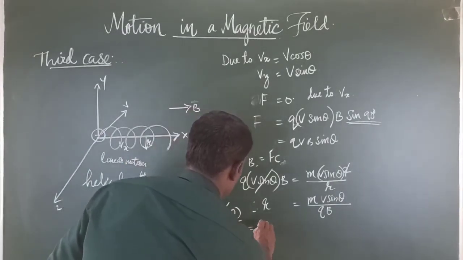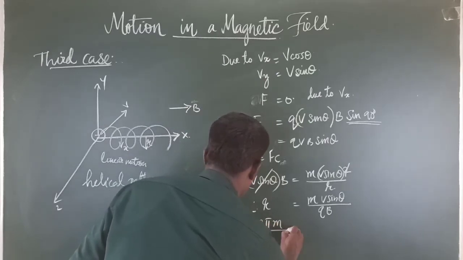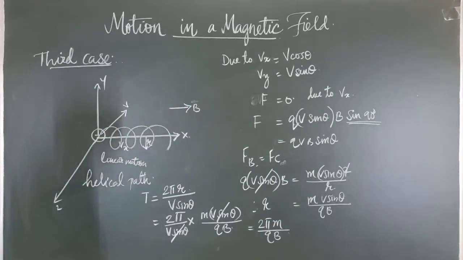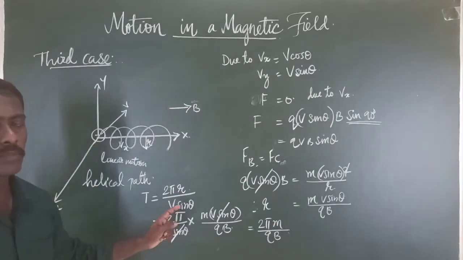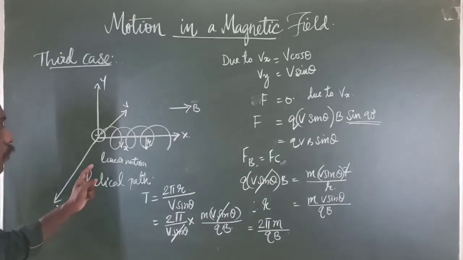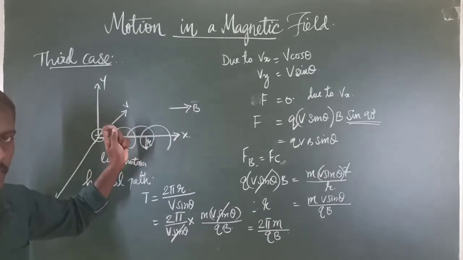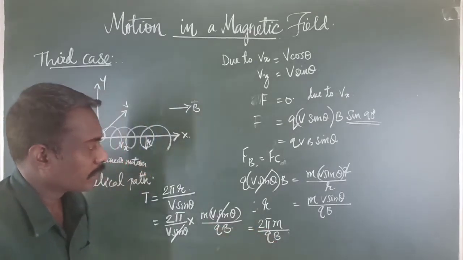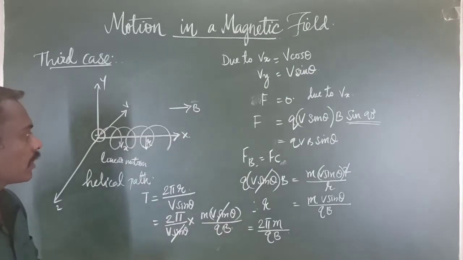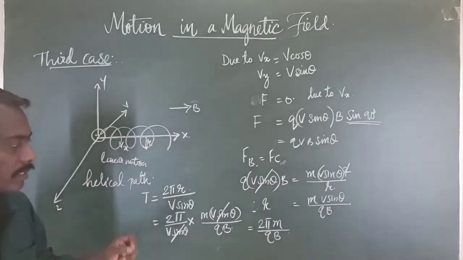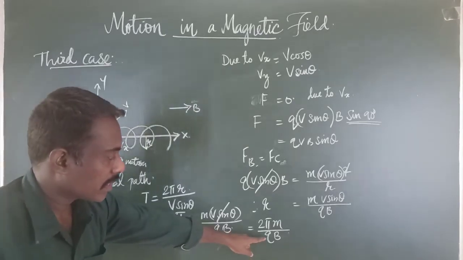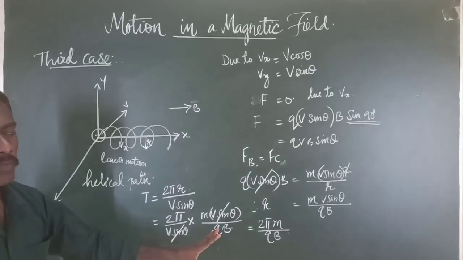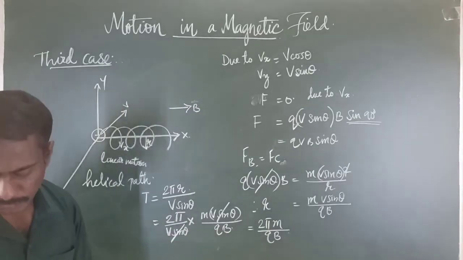So we get 2 pi m divided by q B. The time period for the moving charged particle in a circular path other than at 90 degree is 2 pi m divided by q B. From this equation we can understand that the time period of this circular path followed by the charged particle is independent of the velocity and the radius. So it has no connection with the velocity and the radius.